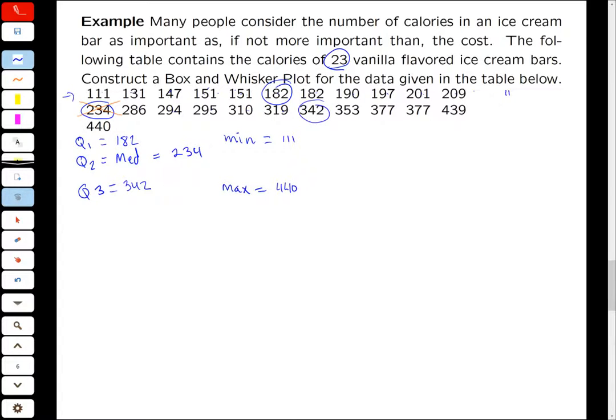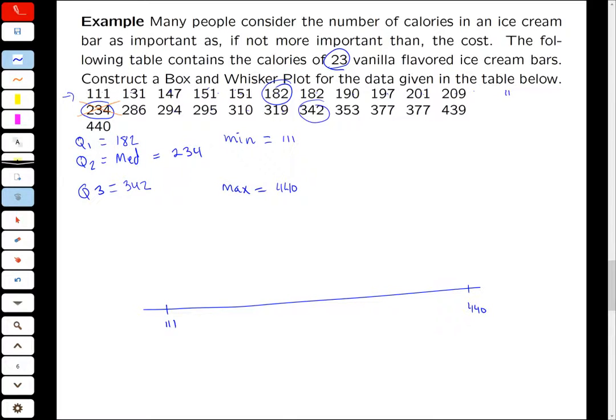You can draw your box and whisker plot horizontally or vertically. It does not matter which way you draw it. I'm going to show it to you horizontally because I think that's the way WebAssign draws it. So here's my line for my scale. The smallest data value is 111, and the largest data value is going to be 440. So that's my scale on it.